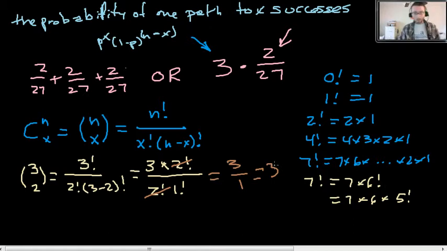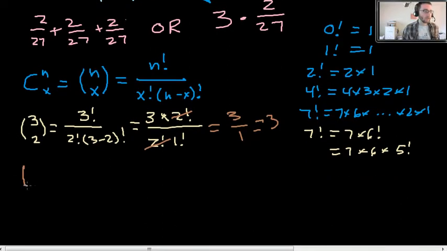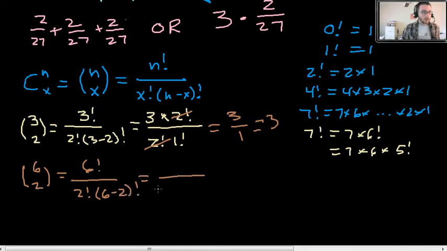What if, on the other hand, we had 6 possible outcomes? How many tree paths would get you to 2 successes? Well, now we have 6 factorial divided by 2 factorial times the quantity 6 minus 2 factorial. Simplifying the denominator first, 2 factorial times 4 factorial. Now I'm going to extend the top just to the 4 factorial, because that's the way to do this with the least amount of writing.